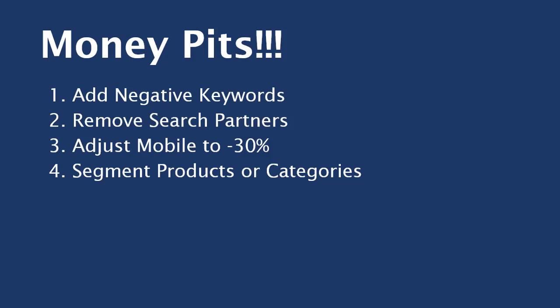So I'm going to go over four things: how to add negative keywords, how to remove search partners, doing the mobile adjustment, and segmenting products. I've touched a little bit on most of these already. I wanted to create a separate module so that it's very deliberate. These are four things you absolutely need to look at, absolutely need to check. So anyways, we'll jump right in.